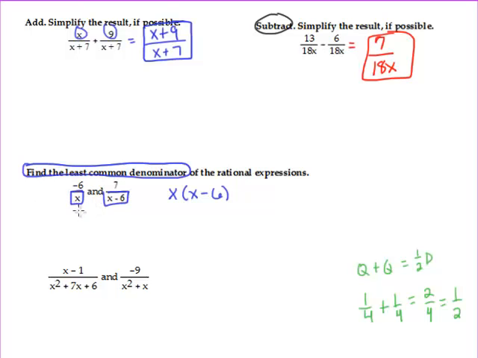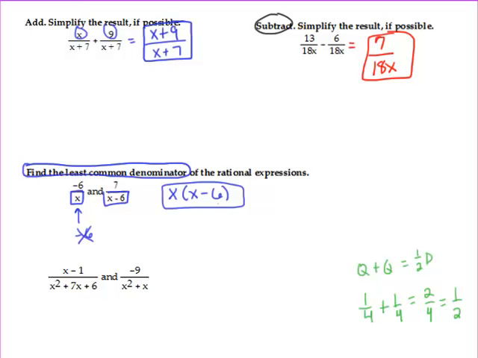So we can't just on this first one say, oh, I'd subtract 6 and that gives me x minus 6, which is the other denominator. No, we can't, because we have to multiply by something. You can't multiply x by anything to get x minus 6. So that's why we need both of the denominators in our least common denominator.